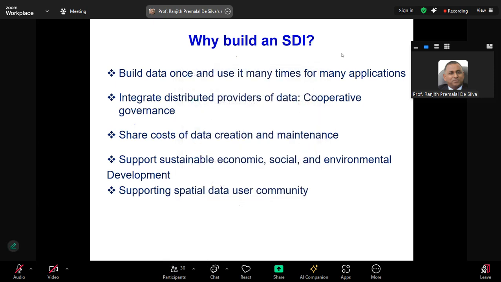We have been discussing why you need to build an SDI. In summary, this is what we discussed: build data once and use it many times for many applications. You only need to generate it once, but you can use it many times. You can update it and integrate distributed providers of data, which is called cooperative governance. You can combine, integrate, and network a large number of data providers who are distributed all over.